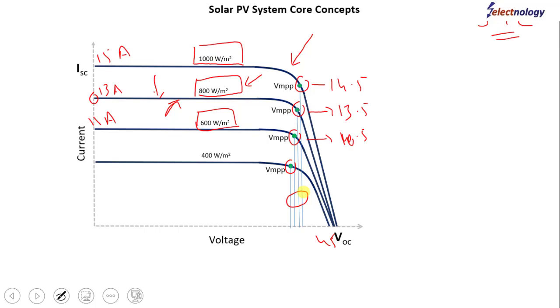This is possible. Suppose that when the sun is 1000 watt per meter square, at this operating point, the voltage is, assuming, 40 volts, okay? And when the sun energy is 400 watt per meter square, the voltage could be maybe 37 or 36, okay? So here we can conclude that due to the change of the sun energy, the current capacity of the PV module changes, but the voltage at the terminals of the PV module doesn't change.